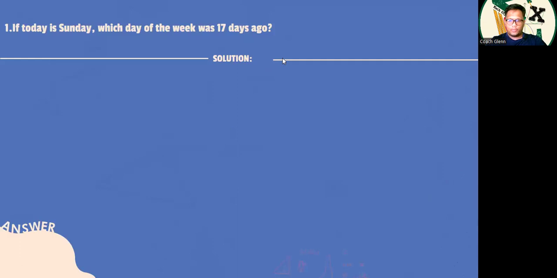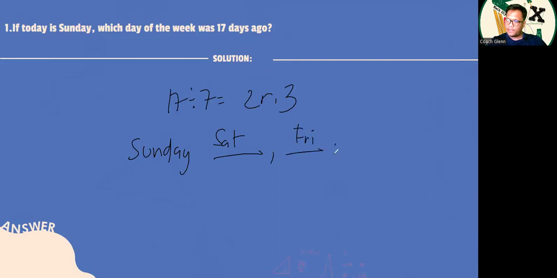If today, okay, all we need to do here is 17 divided by 7, which is equal to 2, remainder 3. So working backwards, Sunday, so Saturday, Friday, and then Thursday. The final answer here is Thursday. This is number 1.